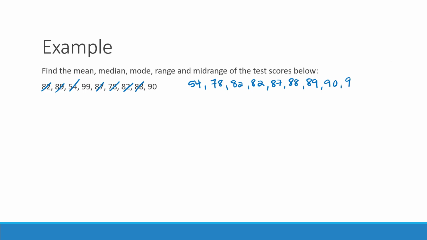And sometimes what I'll do is I'll count and say I've got 1, 2, 3, 4, 5, 6, 7, 8, 9 numbers. I've got 1, 2, 3, 4, 5, 6, 7, 8, 9 numbers in my original. That way I just make sure I haven't missed anything.